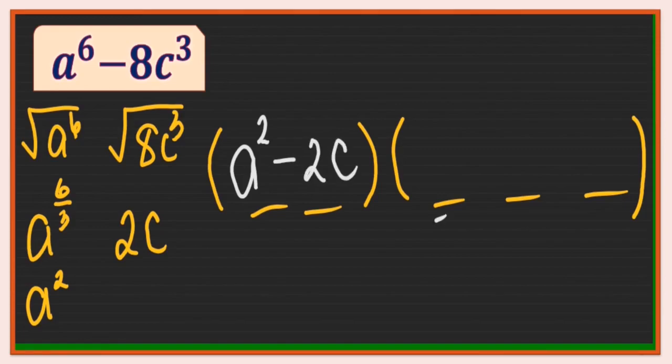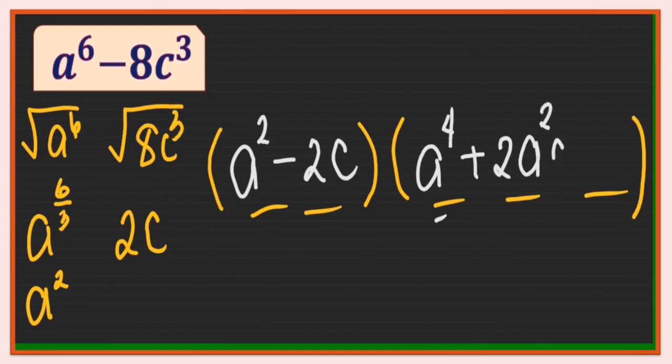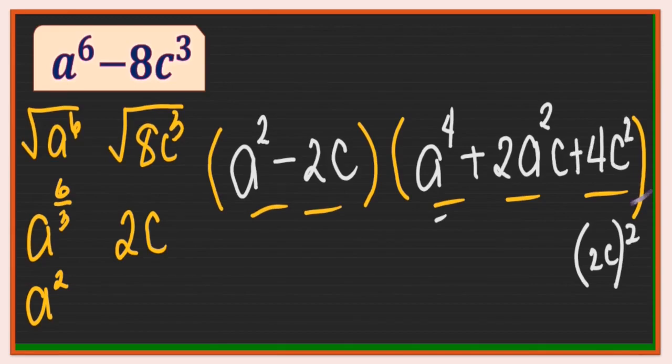And for the first term here, we have to square a squared. So that is a to the power of 4. Opposite of minus is plus. Then a squared times 2c, that is 2a squared c. Then 2c squared is positive 4c squared. And that is our factored form.